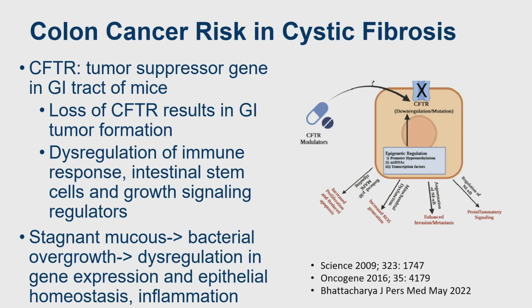And why do we see colon cancer risk in CF? The CFTR is a tumor suppressor gene in the GI tract of mice. So when you have loss of CFTR function, you have GI tumor formation, leading to dysregulation of the immune response, intestinal stem cells, and growth signaling regulators. We all know that in our CF population, we have stagnant mucus, which can lead to bacterial overgrowth and dysregulation in gene expression, and epithelial homeostasis and inflammation. Hopefully, CFTR modulators can have an impact in this regard.